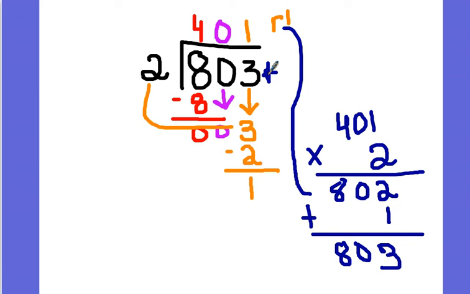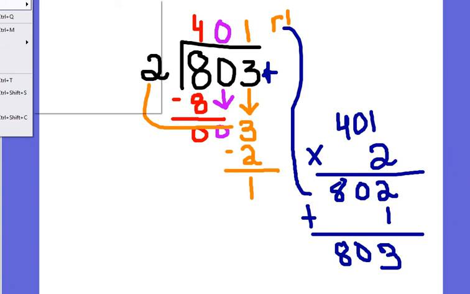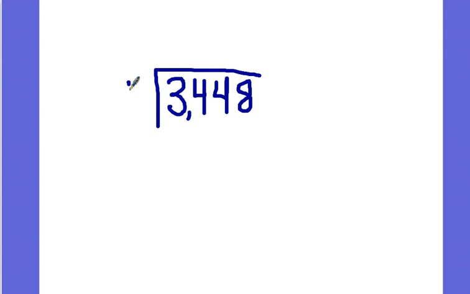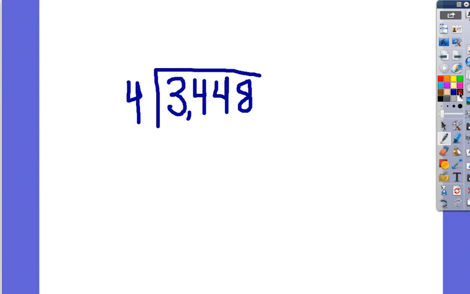Alright, let's take a look at number 4. We'll do one more. Okay, so this one's a little bit bigger. We have 3,448 divided by 4. Okay, alright, so I'll switch my color. Alright, so we'll look at the thousands place first this time.